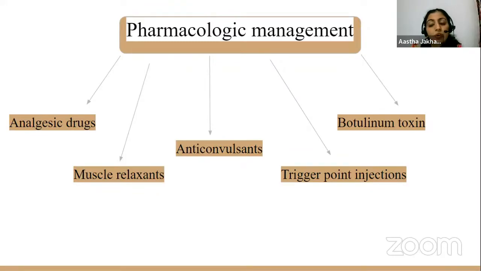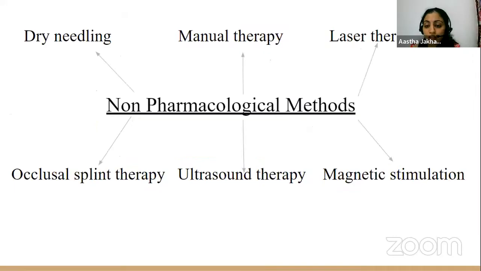So it mainly prevents or reduces the contraction of the muscle. Then we have certain non-pharmacological approaches like dry needling and laser therapy. They are often done to inactivate the myofascial trigger points. Manual therapy increases the blood flow.